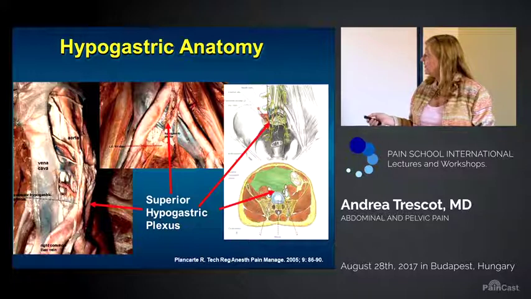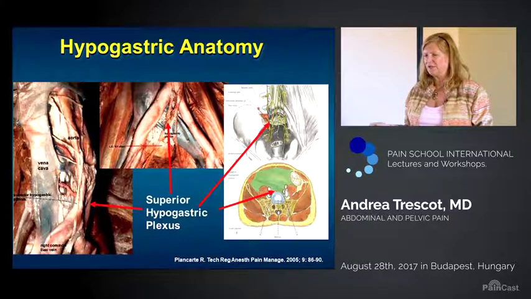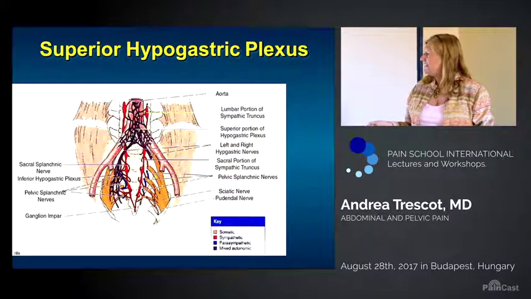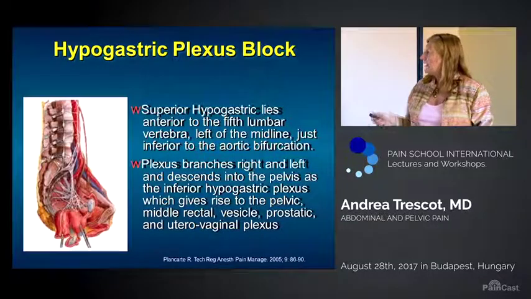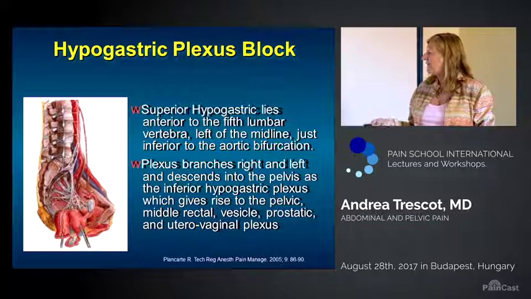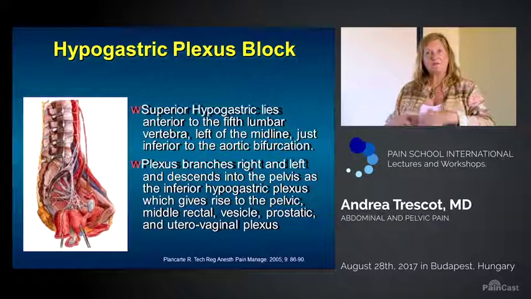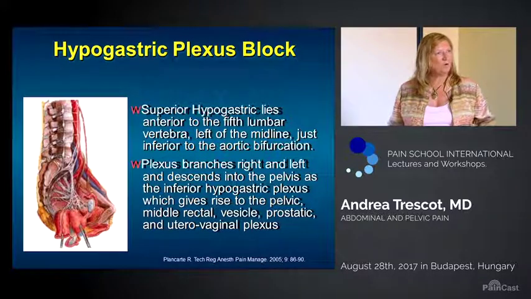The recognition is that this collection of nerves sits right at the sacral promontory. And it's a lot of loose tissue in this area, and you can fill that potential space with local anesthetic and potentially neurolytics. And so you see this collection of nerves, and on either side, just sort of in the center of the split of the bifurcation. It lies anterior to the 5th vertebral body, and it gives rise to the pelvic, middle rectal, vesical, prostatic, and the uterovaginal plexus. And so it's a very useful technique for pelvic pain.